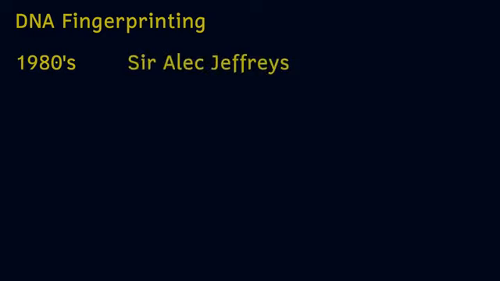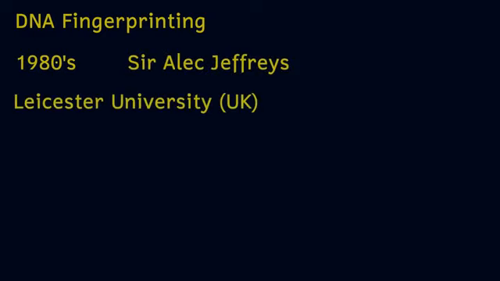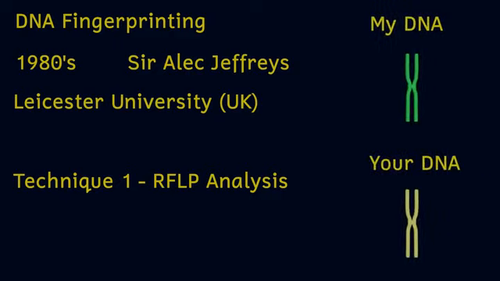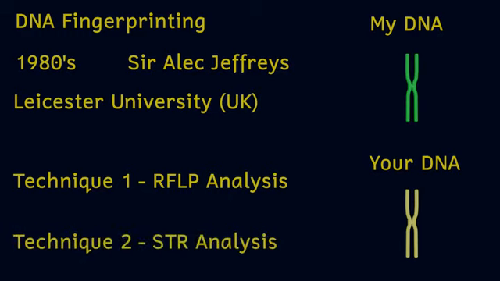DNA fingerprinting was developed in the 1980s by Sir Alec Jeffreys working at Leicester University in the UK. The original technique was based on something called restriction fragment length polymorphism, or RFLP analysis. This technique analyses the differences between the DNA from different people. Technology doesn't stand still though, and DNA fingerprinting now uses a technique called STR analysis. STR stands for short tandem repeats. This uses a different technique but still looks for the differences between our DNA. I'm going to look at both methods in this video.